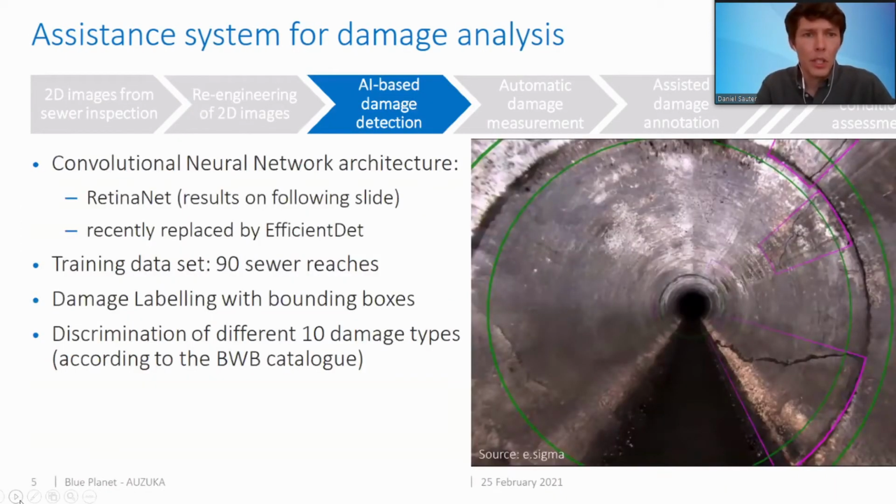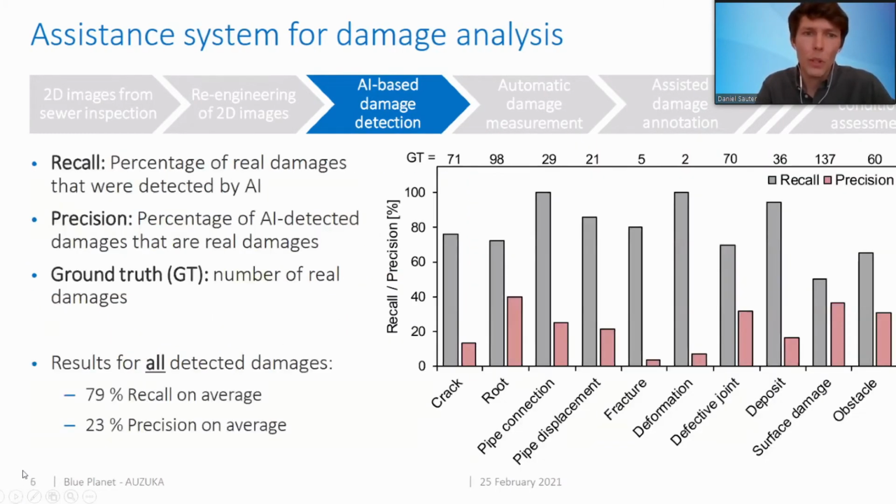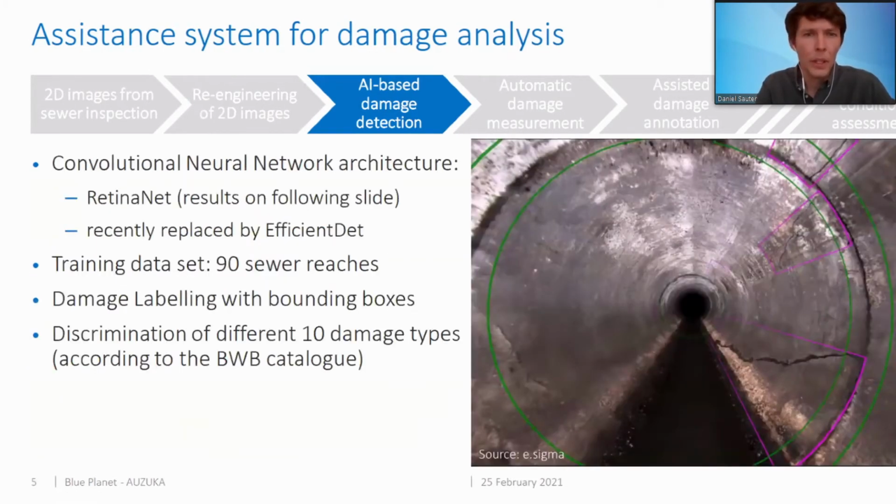And the damage detection tool that we use is based on a convolutional neural network. That was one slide too far. One slide back, please. And we were using the RetinaNet architecture so far in the project, and the results that I will show later on are still with this RetinaNet. We recently replaced it by the EfficientDet neural network, and here we expect still some improvements.